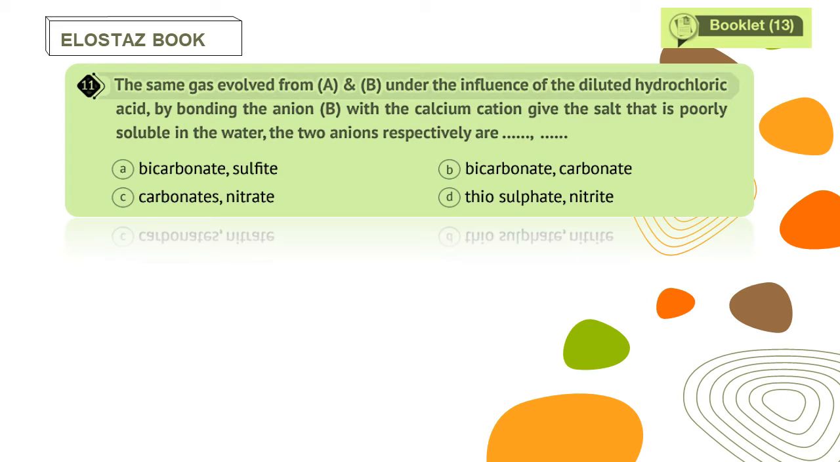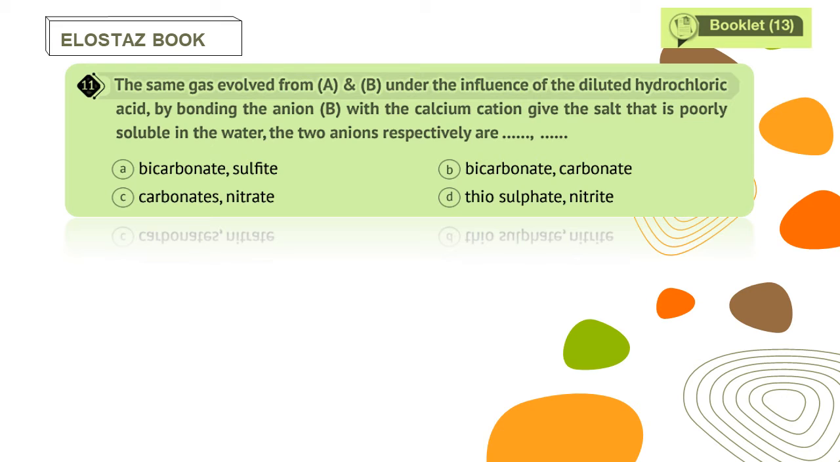So we have Ca plus 2, calcium plus 2, that combines with one anion to give a salt that is poorly soluble in water, and the other one gives a salt that is soluble in water. The options are bicarbonate and sulfite, bicarbonate and carbonate, carbonate and nitrate, thiosulfate and nitrite.